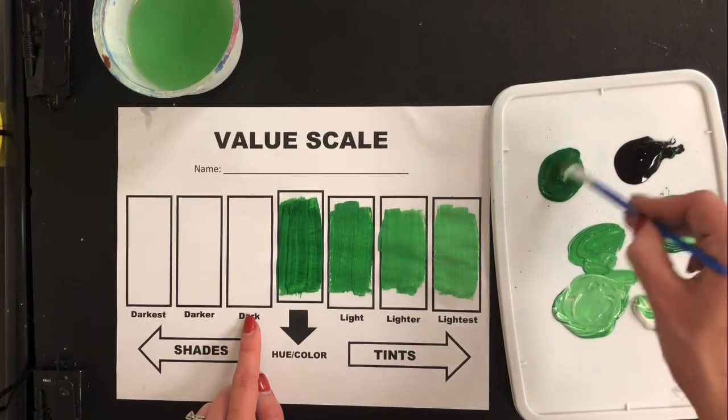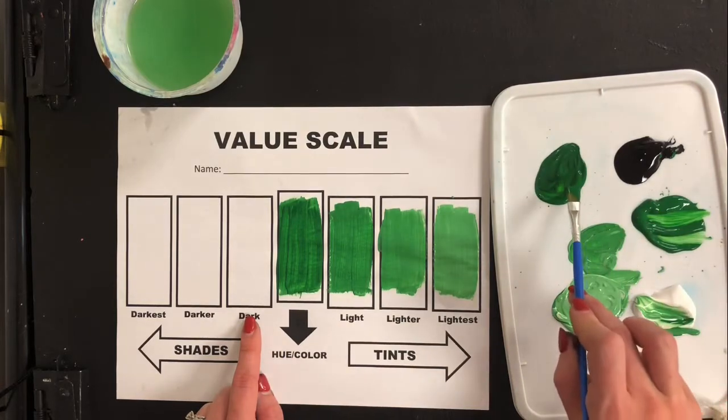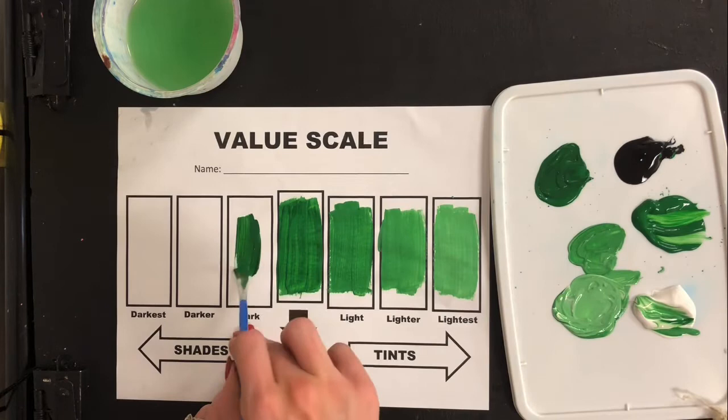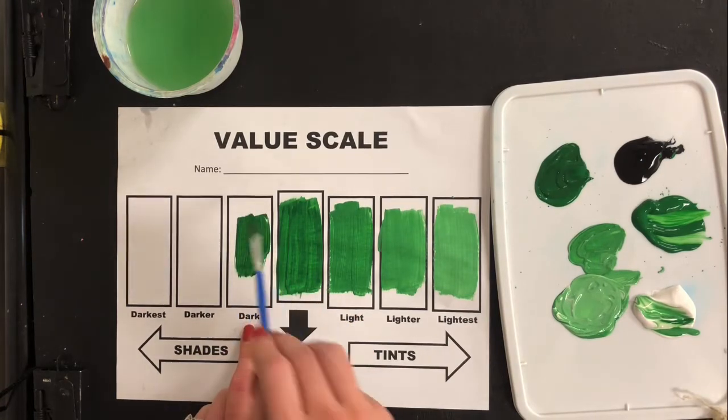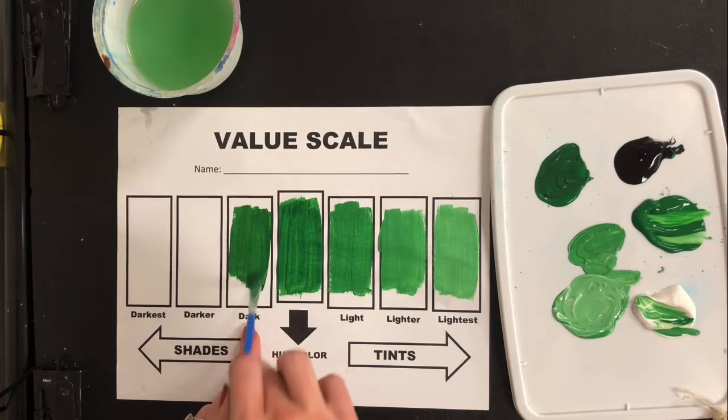Can you see that green starting to look darker? Let's compare it over here. Can you see this green starting to look darker than our actual hue green? Let's try it out. Oh, for sure. I can definitely see it starting to look just a little bit darker. That little bit of black definitely helped.